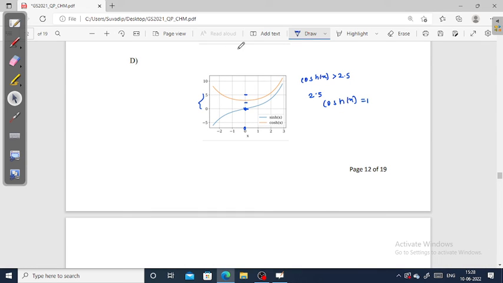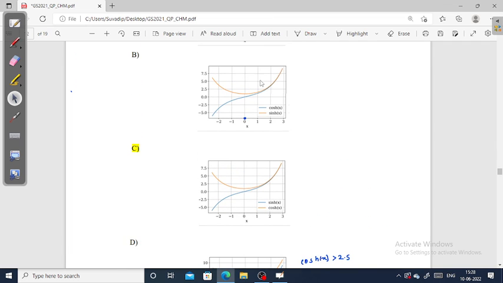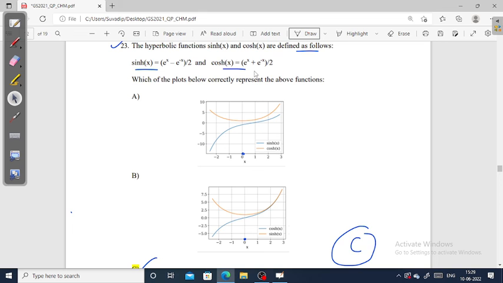So here we have option number C, which was matching our information. So option number C is the right answer to this question number 23.